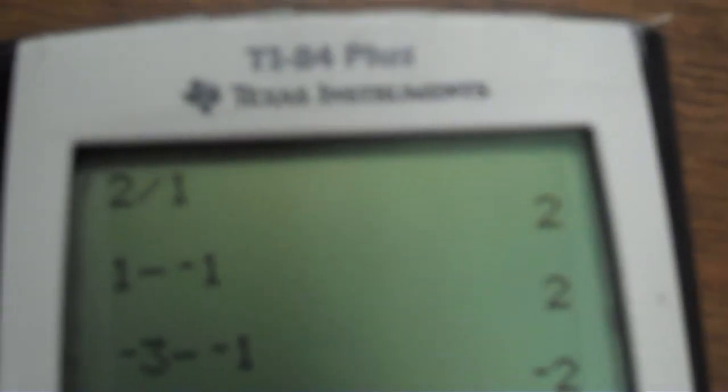Okay, so all I do is I subtract, and then I'm going to divide. 2 divided by -2 is a -1. So slope is -1. Okay, that's one way to do it.